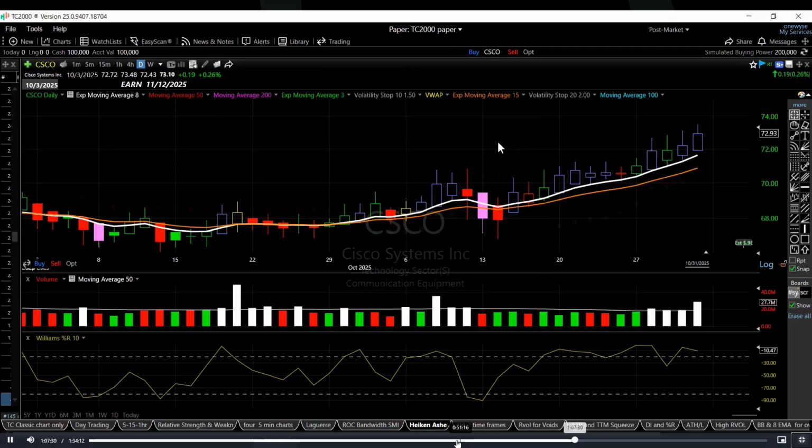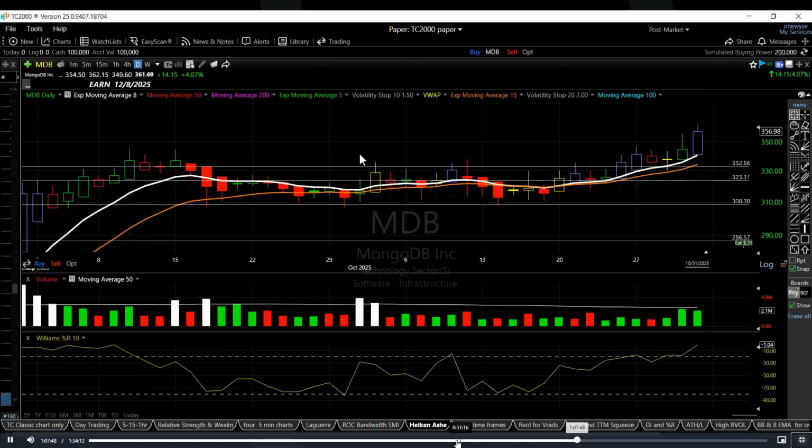Cisco. This is what's called a Heiken Ashi continuation. This is not a reversal. This is a continuation. You get a nice move up, and you're getting a continuation to the upside. It's just a continuation, but the continuations are good as well. There's MBB. This is, again, another continuation of a Heiken Ashi reversal. So those are some that I found on here.